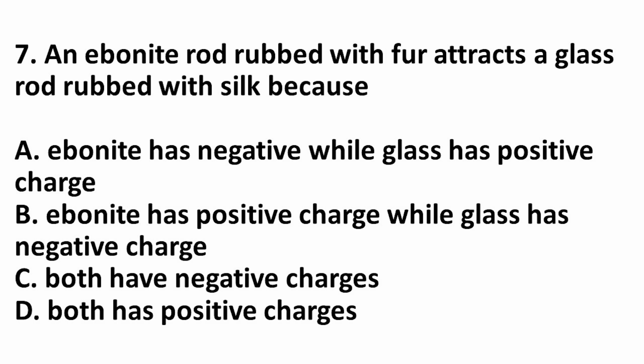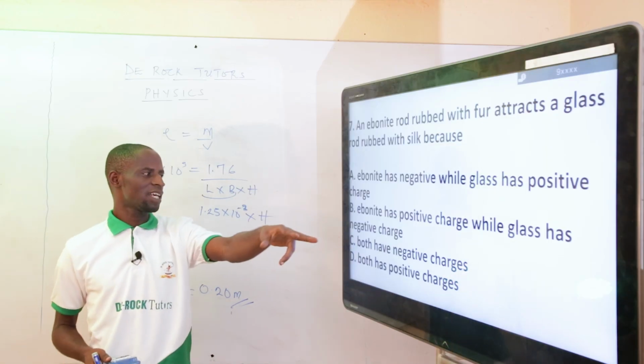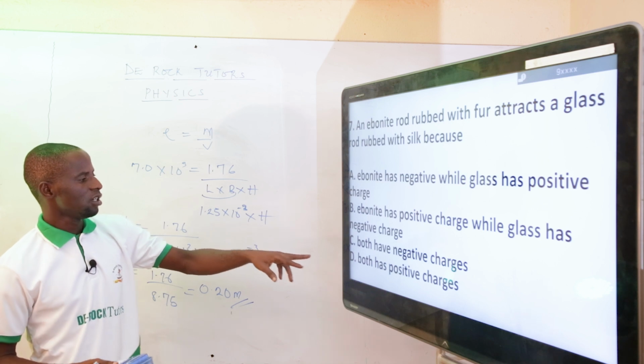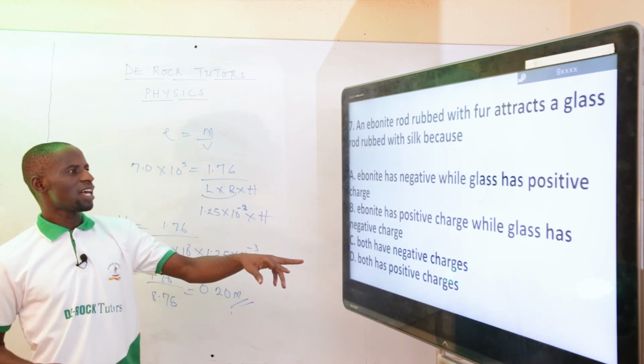Next, number 7. An ebonite rod rubbed with fur attracts a glass rod rubbed with silk because: A, ebonite rod has negative charge while glass has positive charge. B, ebonite rod has positive charge while glass has negative charge. C, both have negative charges. D, both have positive charge.